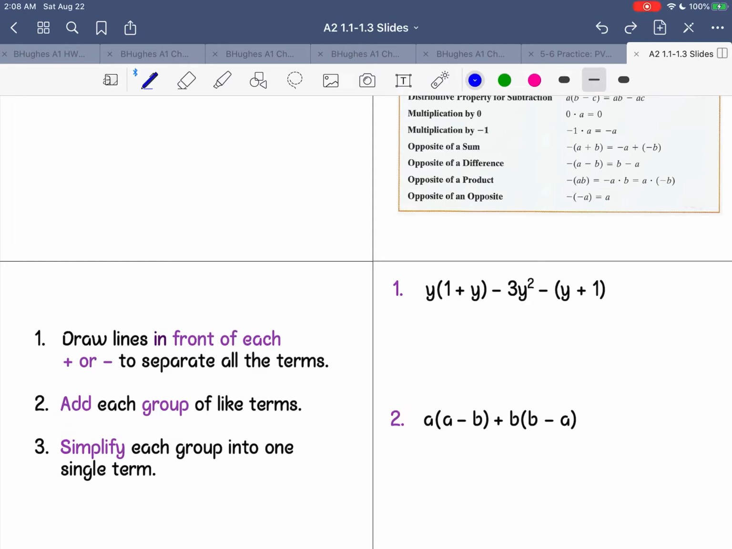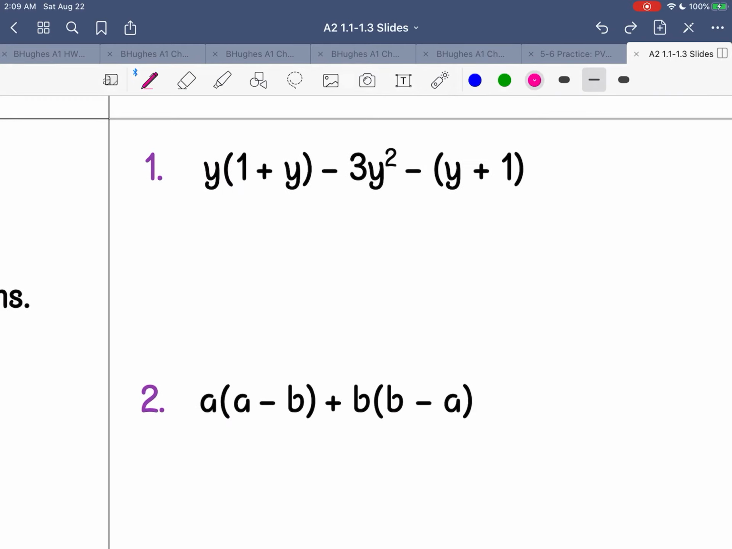You always have to simplify anytime you see parentheses first before you can combine like terms. And then you have to remember, what does it mean to combine like terms? Well, you draw lines in front of each term to separate them, and then you're looking for common terms. Common terms are the ones that have like variables, including the exponents. When you're combining like terms, think about it as adding the terms. Then you can simplify each group of like terms into a single term. So let's look at this first example.